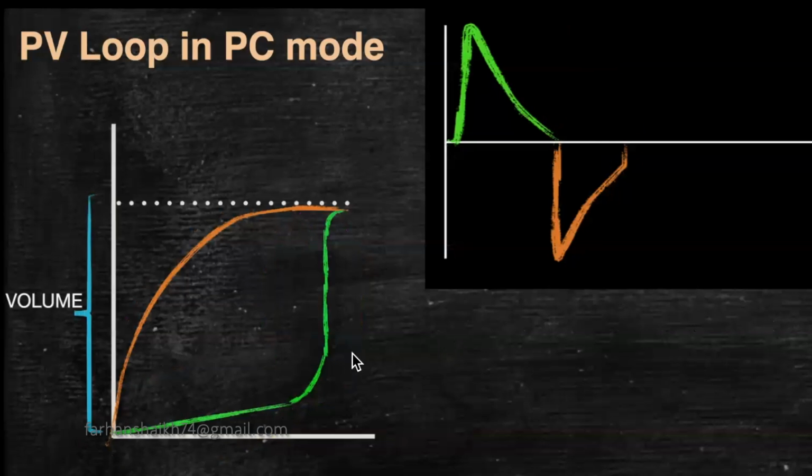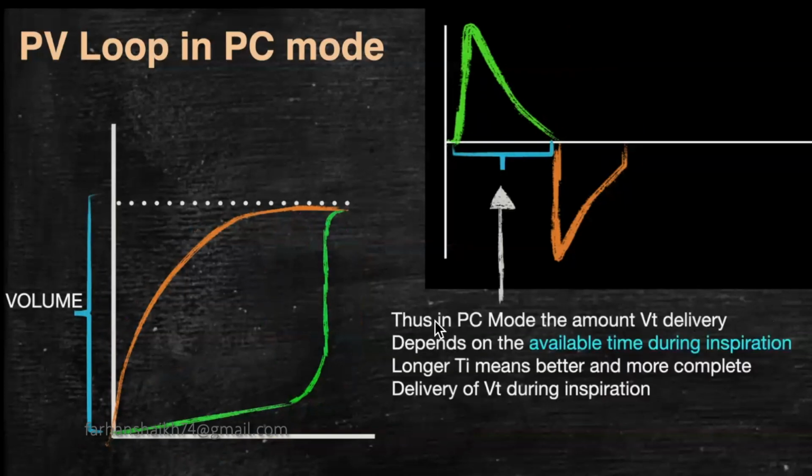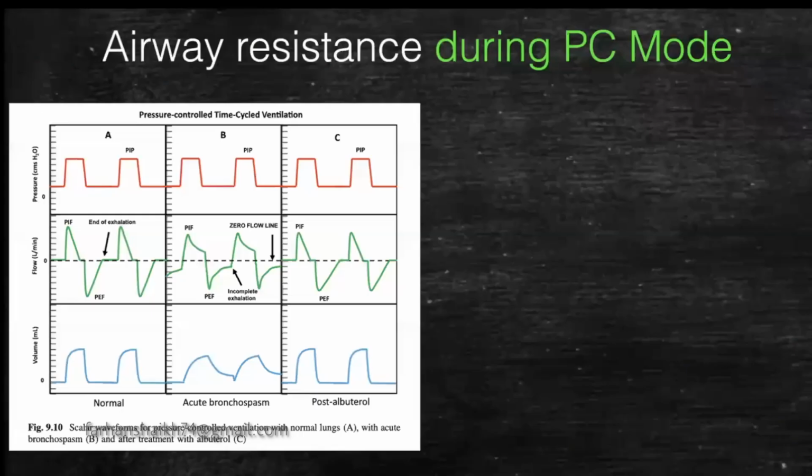And as we can see here, all the volume takes a long time to deliver. So in pressure control mode, the amount of tidal volume delivery will depend upon the available time during inspiration, and hence will need a little longer inspiratory time compared to volume control mode for delivery of tidal volume.